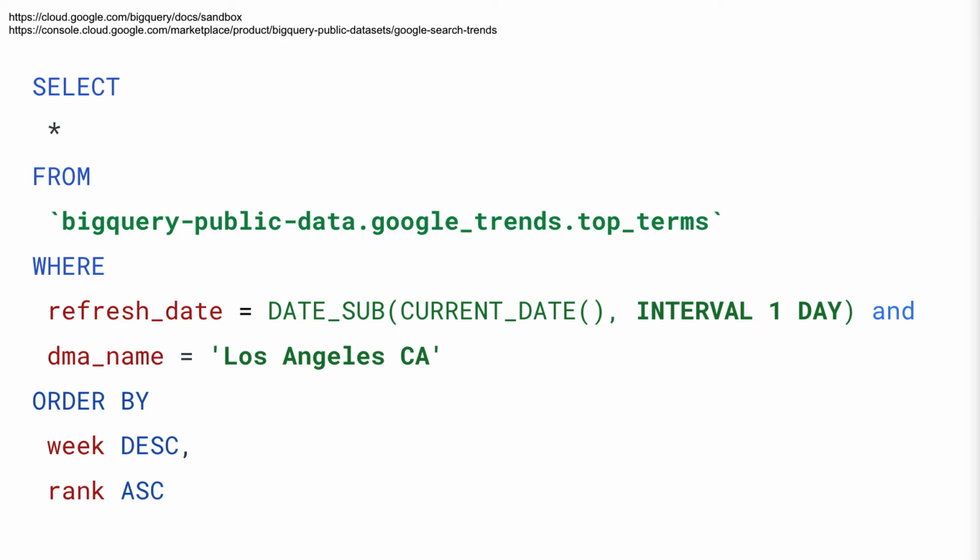When querying this dataset, we use standard SQL syntax to extract key fields of interest from the designated top terms table as shown here. We can further qualify our search to pull back data refreshed in the last day, aggregated around the directed marketing area of Los Angeles, and sort our results by time and overall search popularity. I invite you to explore the published schema in the above links to craft your own custom query offline.